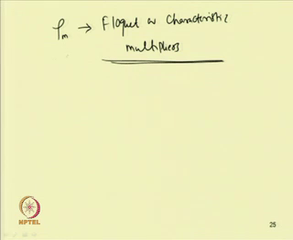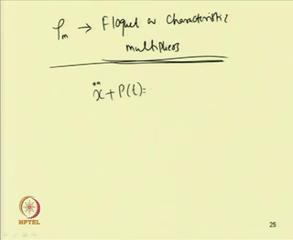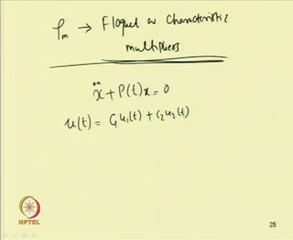By finding this rho m, one can study the stability of the system. Let us take another example and discuss the Floquet multiplier. For example, let us take Hill's equation or Mathieu-Hill equation, which can be written in this form: x double dot plus p(t) x equal to 0. This is the Mathieu-Hill type of equation. In this equation, p(t) is a periodic function of time, and its solution can be written in this form: u(t) equal to C 1 u 1(t) plus C 2 u 2(t).